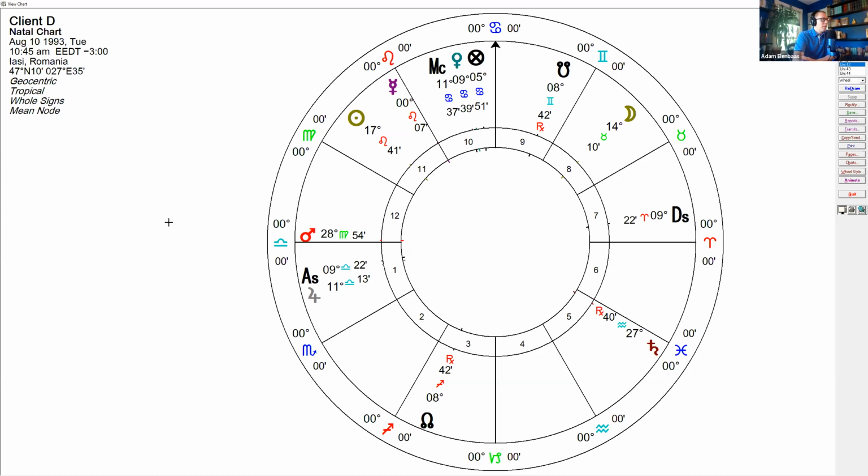So, okay, here's client D's chart. And let's start off by just talking a little bit about that soul-crushing anxiety. First of all, when we look for love and relationships, there's two general areas in ancient astrology that we look at. We look at the 7th place, which is a place that tells us about everything that we are joined with, merged with, or yoked with that is other than ourselves.